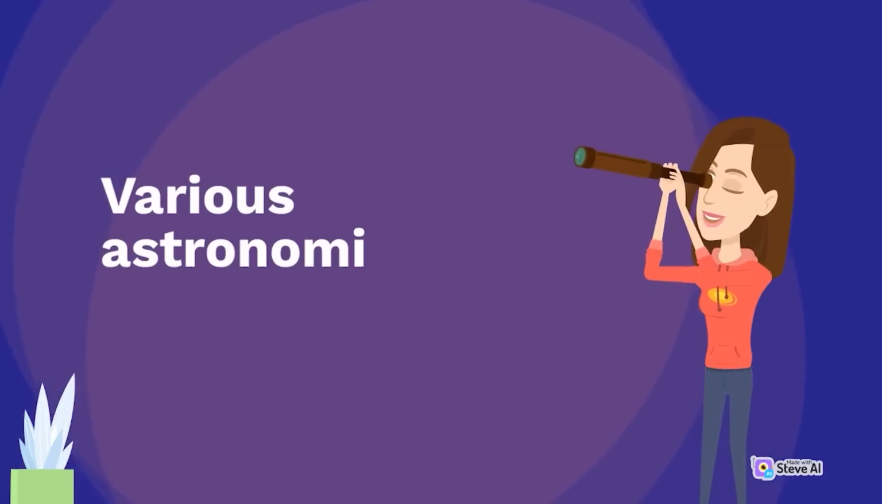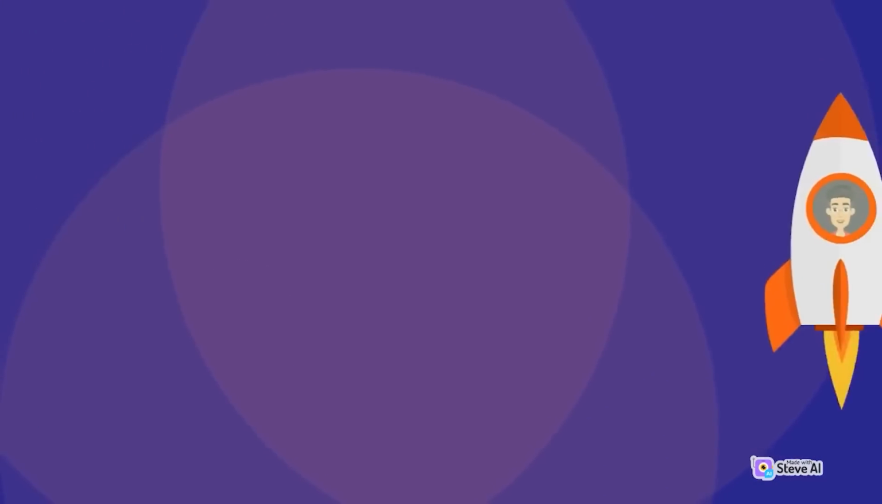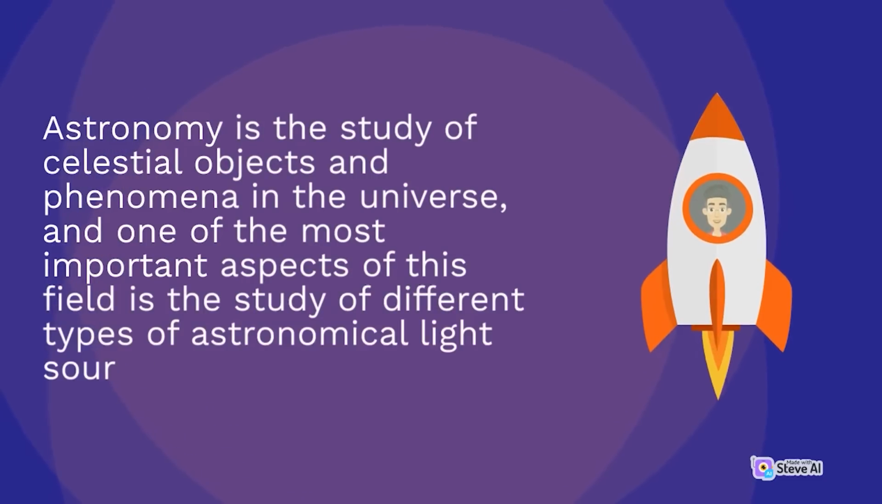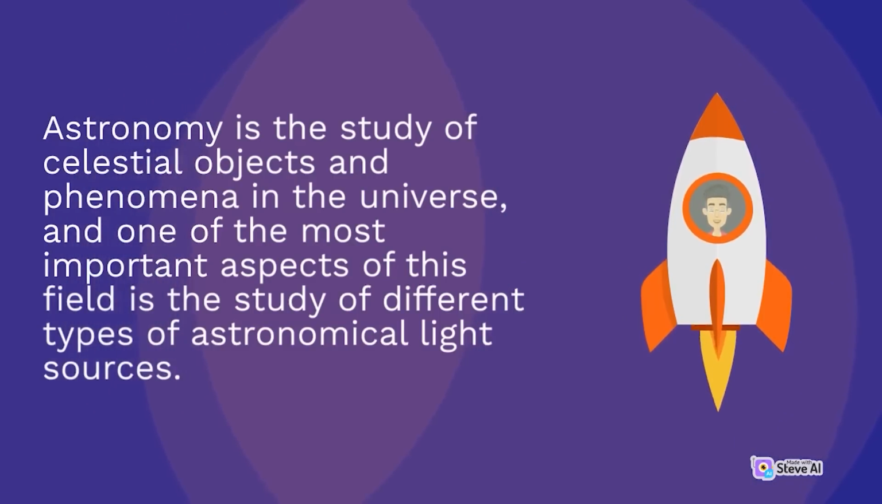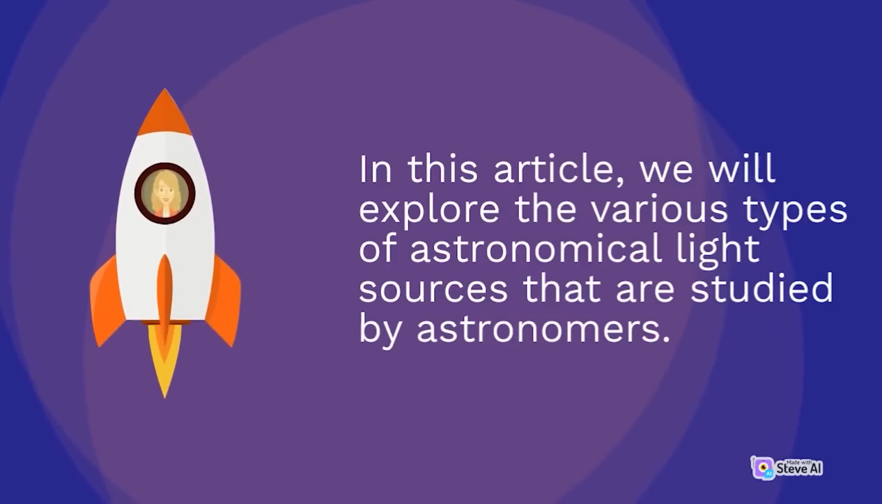Various astronomical light sources. Astronomy is the study of celestial objects and phenomena in the universe, and one of the most important aspects of this field is the study of different types of astronomical light sources. In this article, we will explore the various types of astronomical light sources that are studied by astronomers.